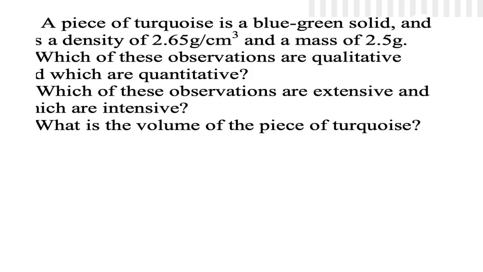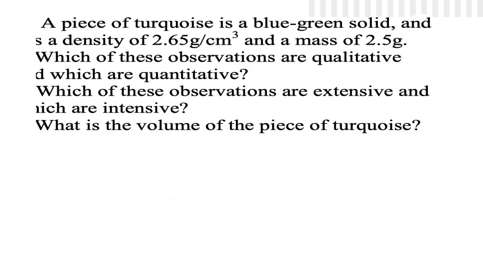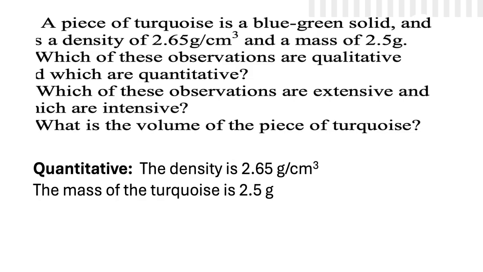There's a series of 3 questions here. And so see if you can do the first one, qualitative, quantitative. All right, so the qualitative observations describe the qualities of the turquoise, bluish green. It's a solid, that should say solid, not sold. And your quantitative observations are the measurements. And so we do have 2 measurements here of this turquoise.